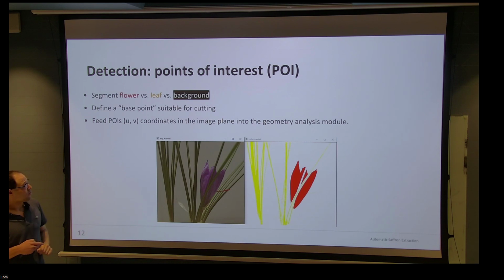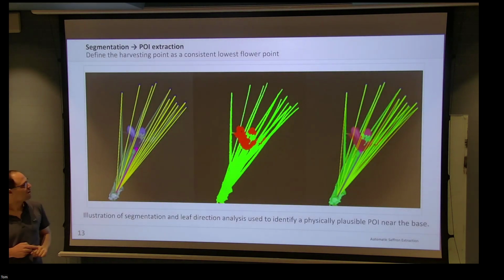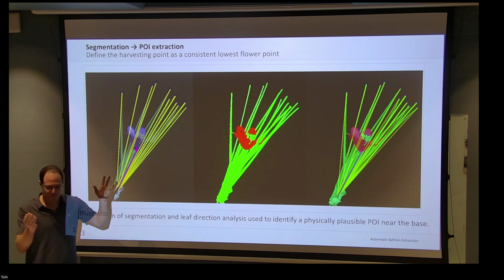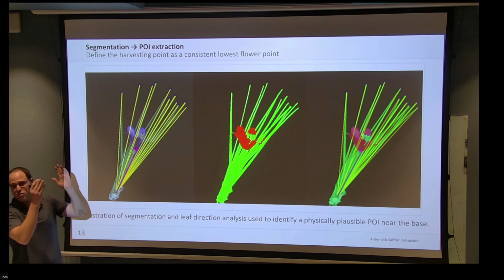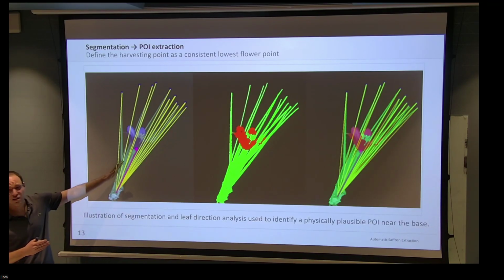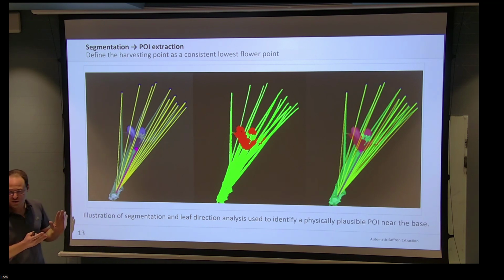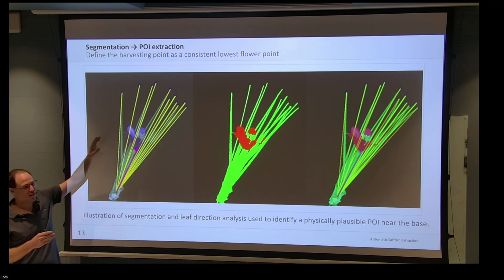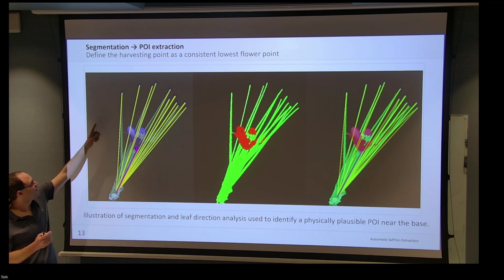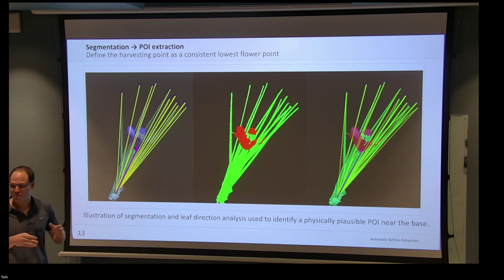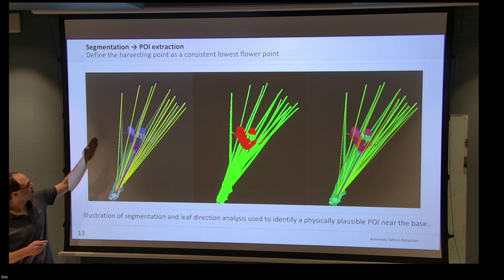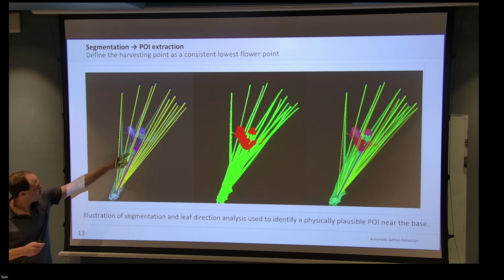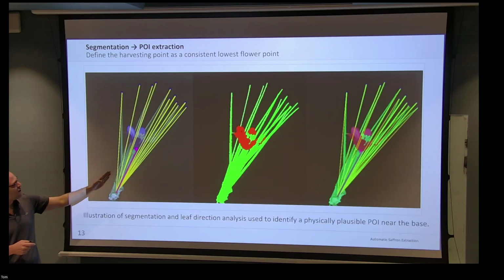Okay, so to reach the lowest point, we first need to understand the plant. The plant can grow not just straight to the sky, it can be like that. We see it in reality. So we need to estimate the plant direction. We use the leaves. We find the leaf tips from the convex hull of the flower. We find the root. This is easy because we know there must be a root. The flower cannot fly. And then we average all the directions with the purple line. We have the direction of the plant.